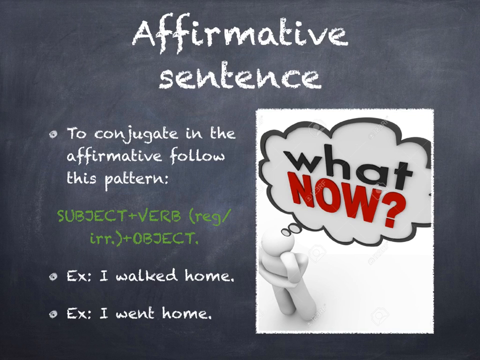The structure of the affirmative sentence in the simple past is very simple to follow. You have your subject that comes before the verb. Now what you have to think is, is my verb regular, ed, or is my verb irregular, so from the list? And then I add the object at the end. Example, I walked, walk is a regular verb, home. Or I went, which is the past of go, so irregular verb, I went home.